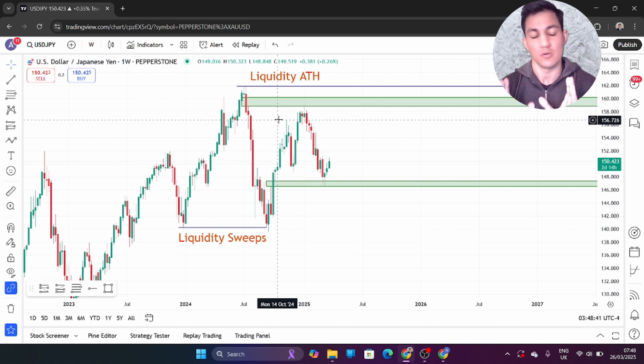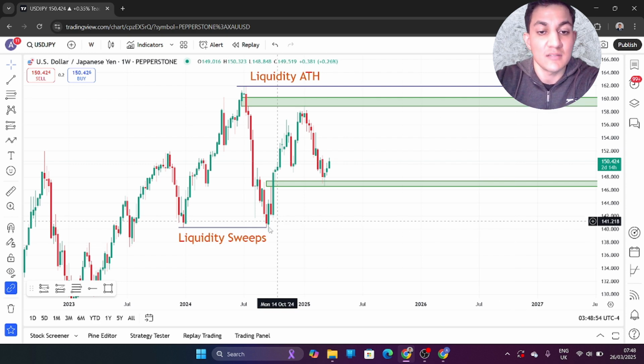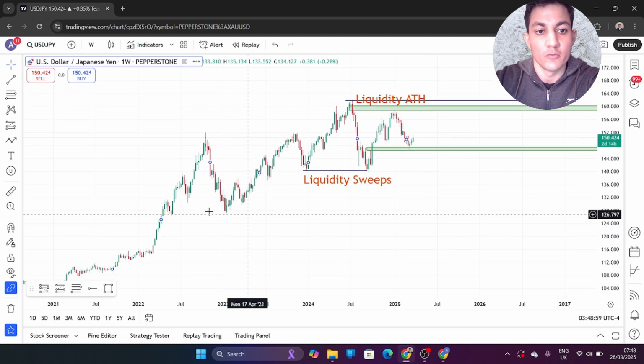And this is so important now. We've done the analysis on the weekly chart. We know overall that we're bullish, right? We've swept liquidity here. We've got all-time highs here. We zoom out like this. We said this. The overall trend for years.